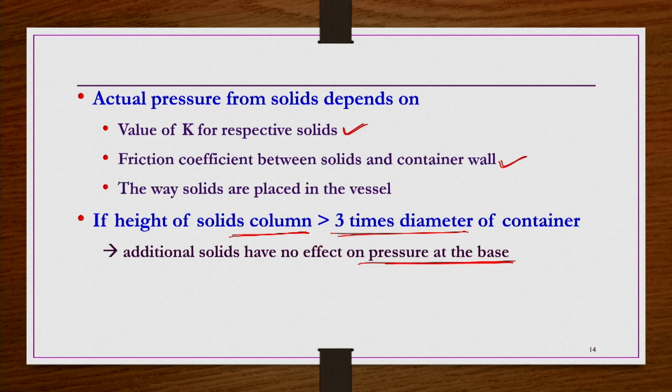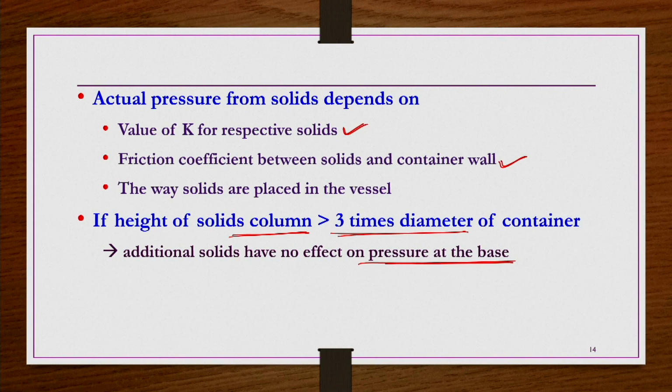So when the height of the solids column is greater than 3 times the diameter of the column, then whatever additional solids you put inside the container is not going to have an effect on the pressure at the base; it is not going to increase the pressure. Usually, when you take more material, the pressure should definitely increase.